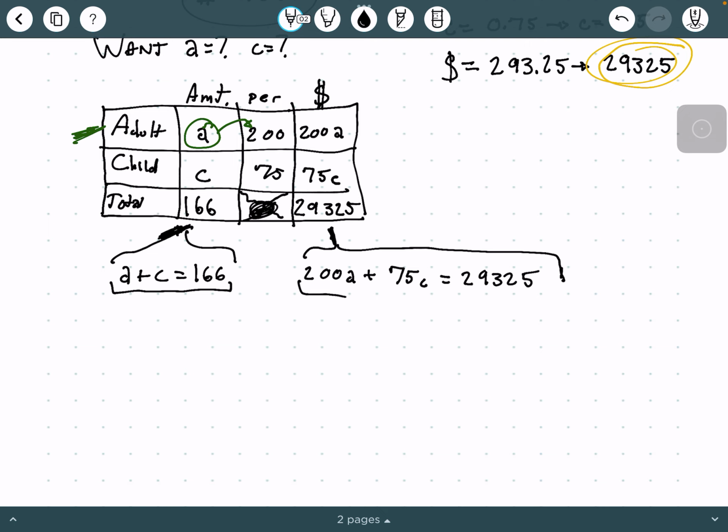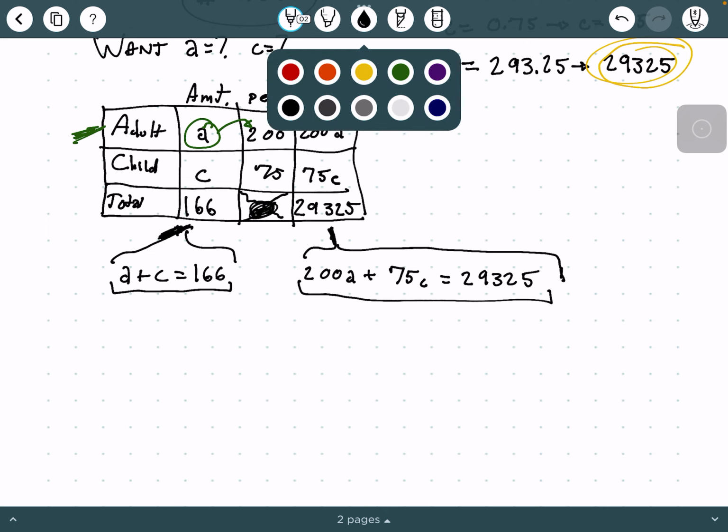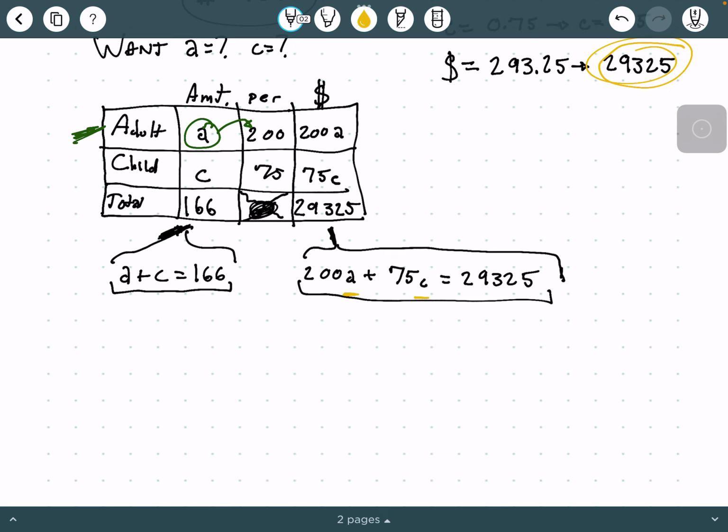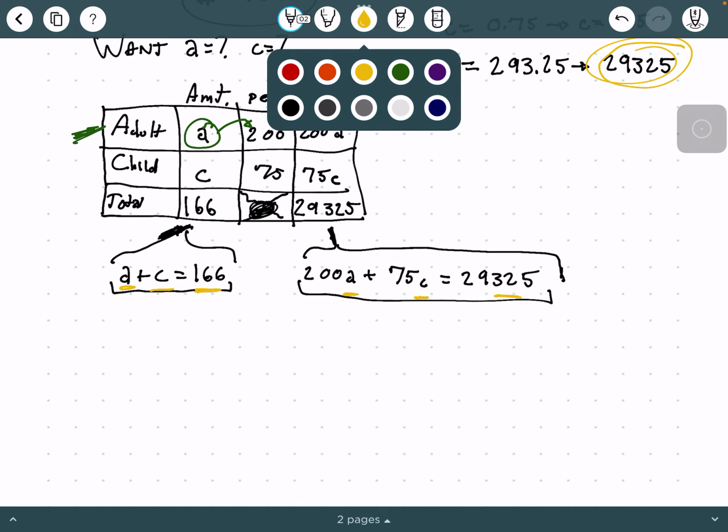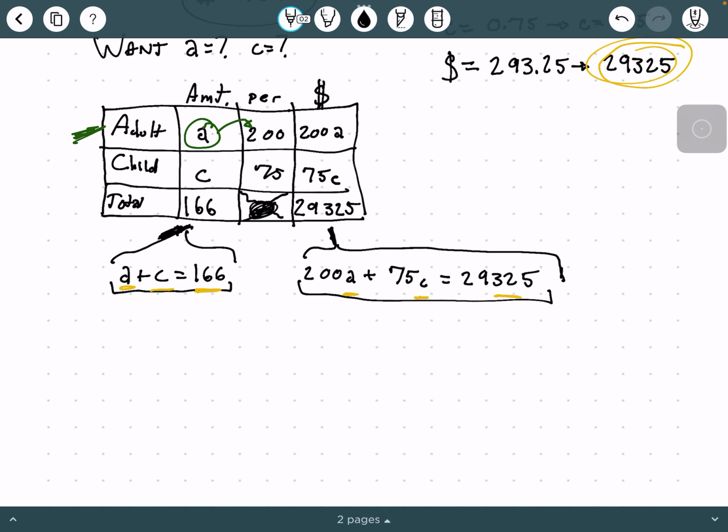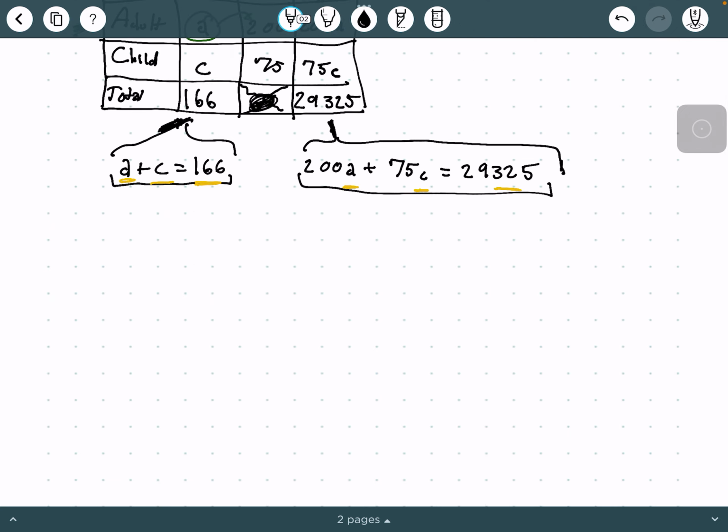All right, so now we have two different equations, and both of the equations have an A, a C, and a number. That is great because we're learning about systems of equations, so now we can move forward from there. I'll write them out here again to make it a little easier: A plus C equals 166. Then we have 200A plus 75C equals 29325.